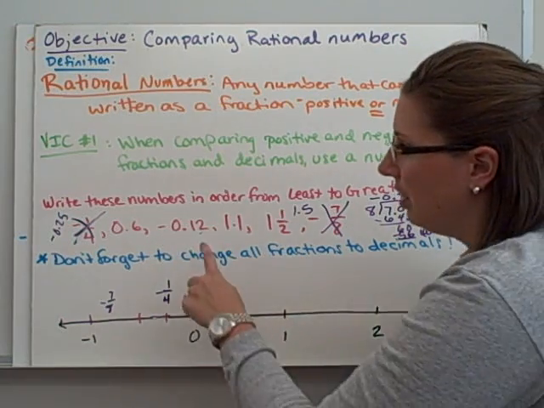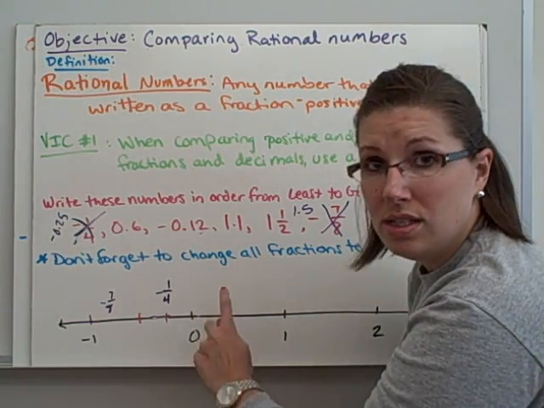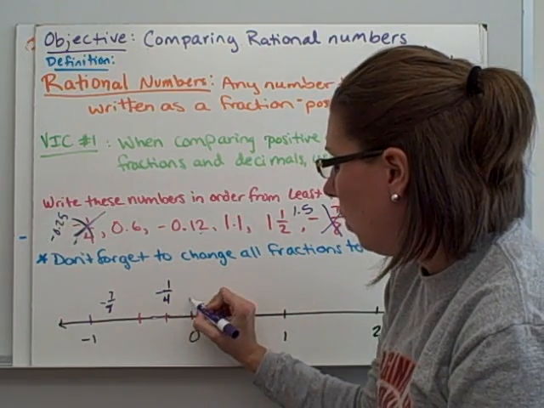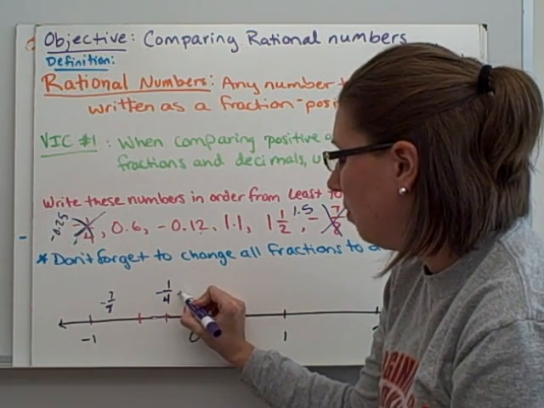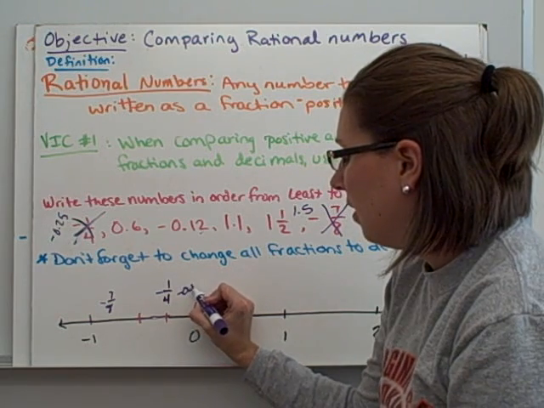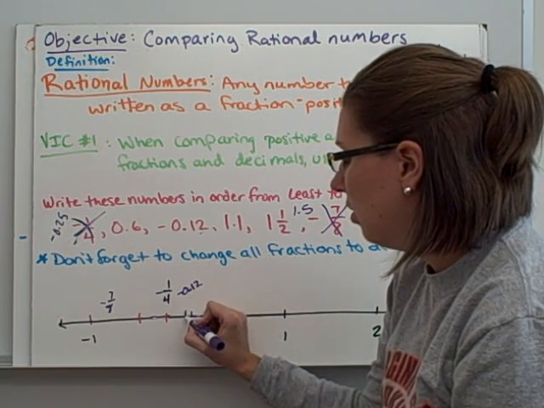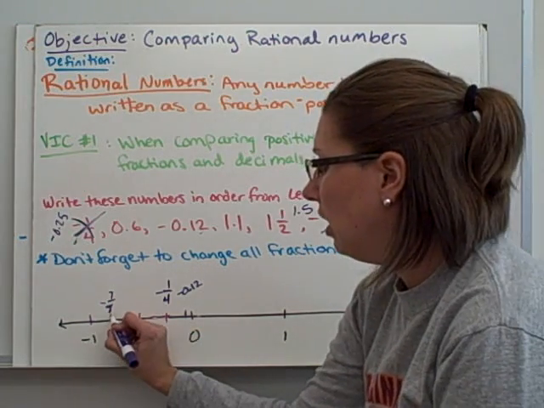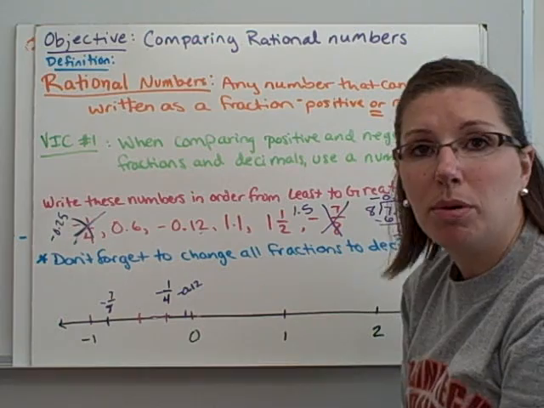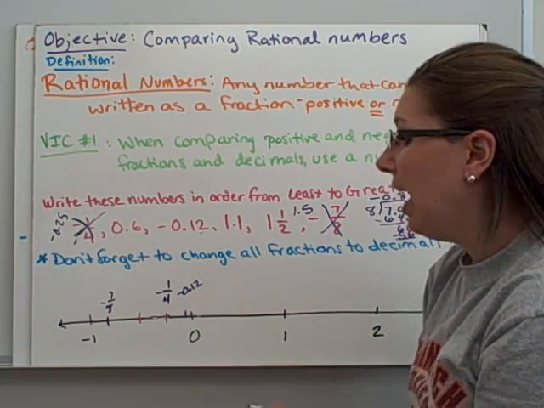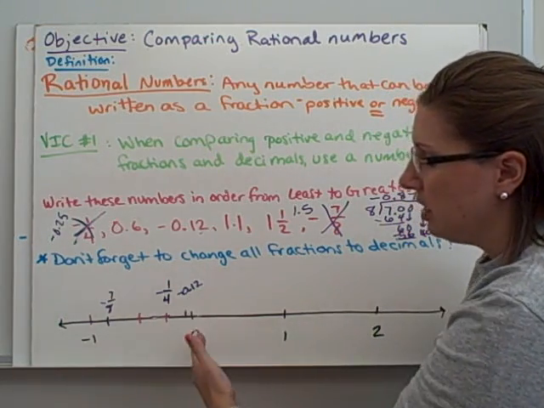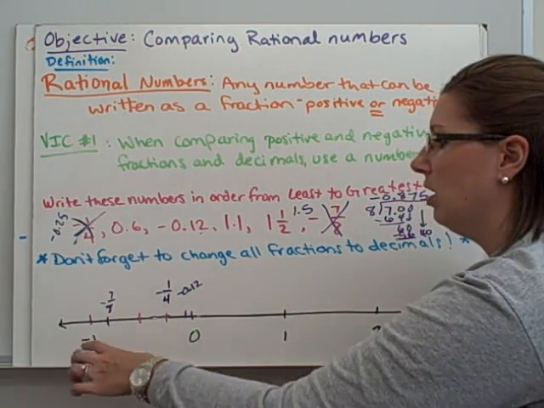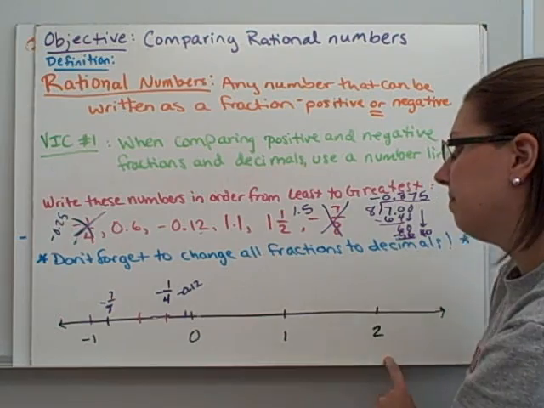Then I've got -0.12. That's a number that's almost 0. It's really, really close. It's less than 1/4. So I'm going to put it about right here. And so we're estimating about where these numbers will fall on the number line. And as we do that, you'll see that my numbers are falling into place from smallest to largest.